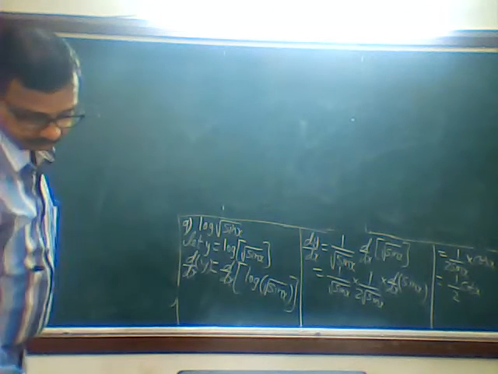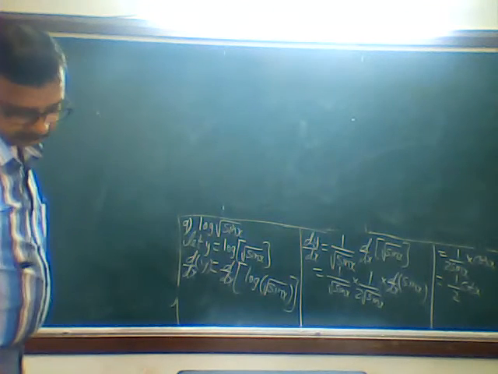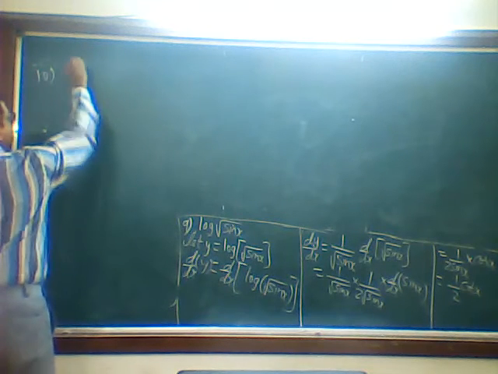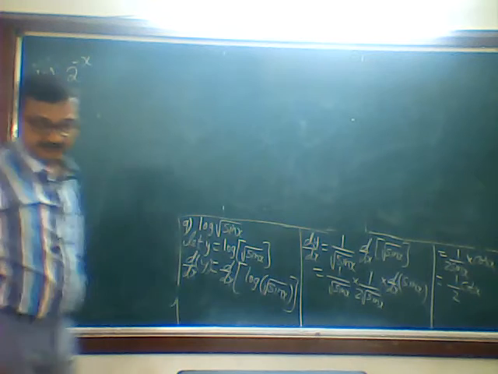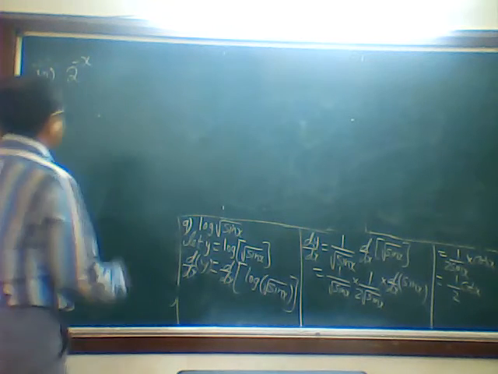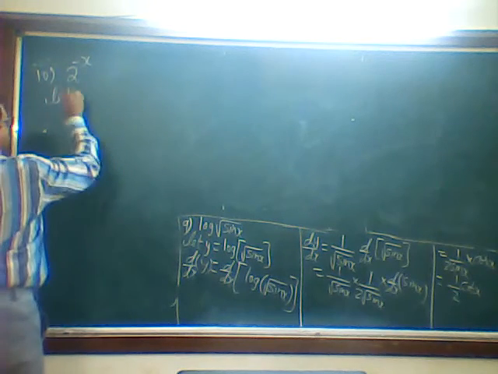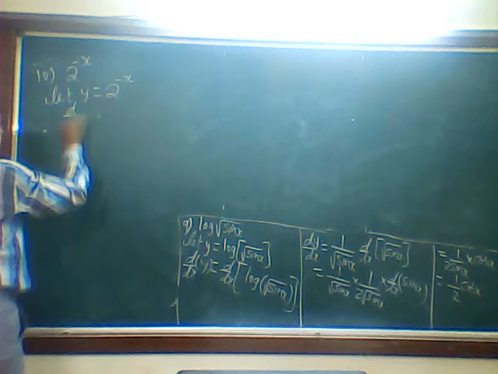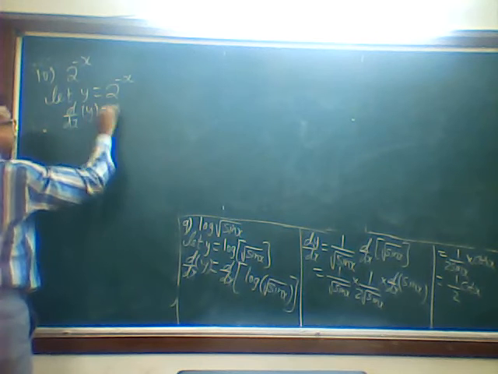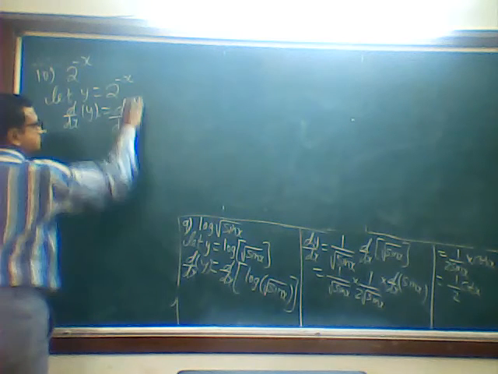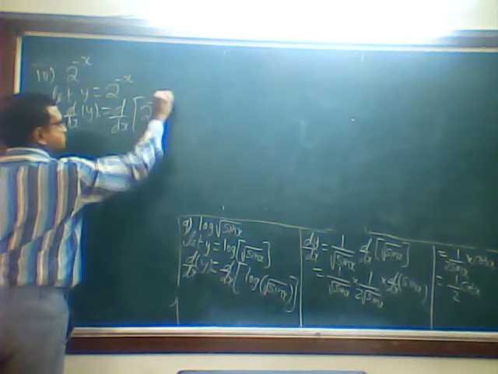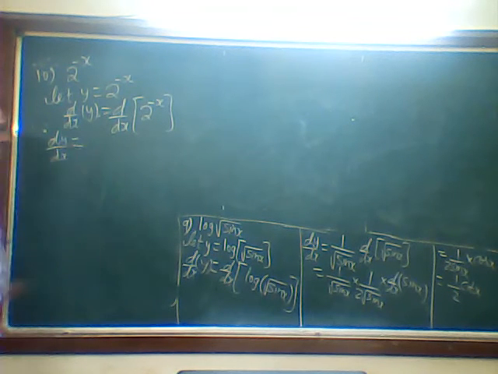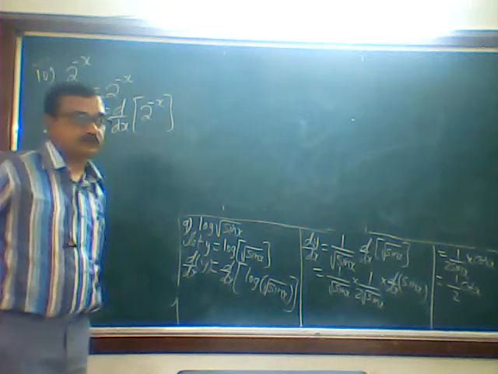Tenth one: 2 raised to minus x. Let y is equal to 2 raised to minus x, then apply d by dx on both sides. dy by dx. This formula is based on a raised to x.